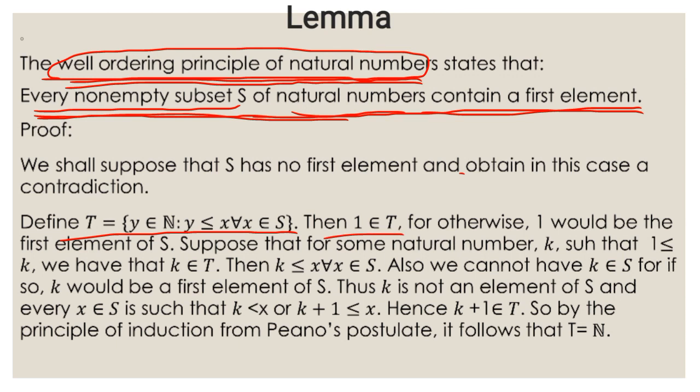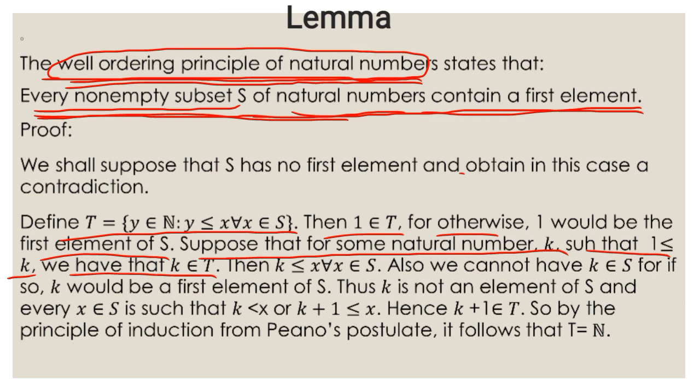So define T to be this set. Then clearly 1 must be in T, because if it is not in T, it will be the first element of S. So that's it. We know where 1 is now. Now suppose that for some natural number K, such that 1 is less than or equal to K, we have that K lies in T.